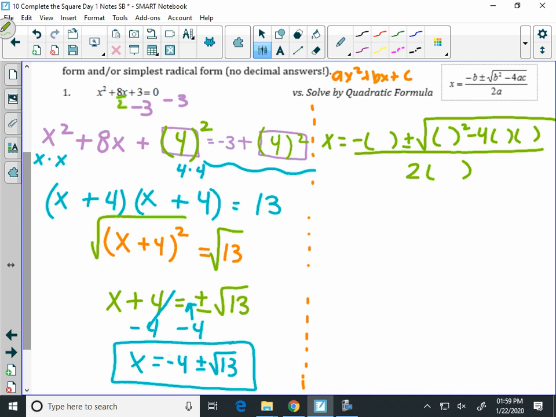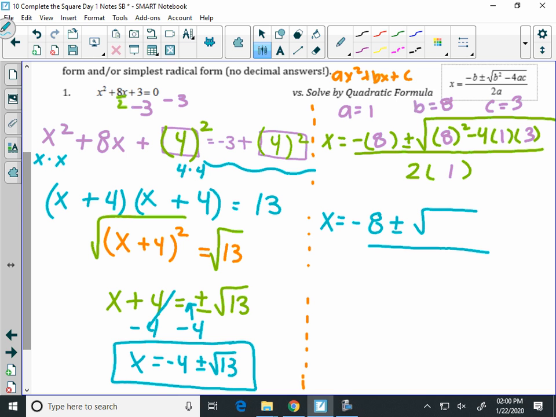Label my A, my B, and my C. What is our A? 1. What's our B? And what's our C? 3. So we plug it in. A goes here, B, and C, A. Then clean it up. What does that 8 become? Negative, plus or minus, some radical, and the bottom 2 times 1 is 2. What do we get underneath our radical? 52.